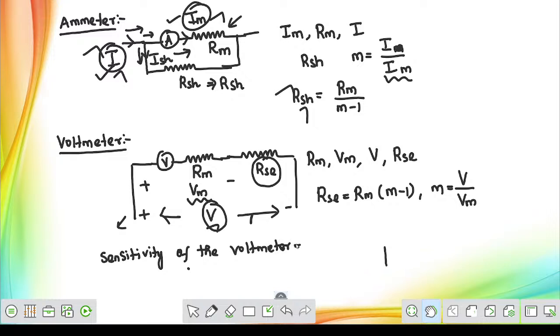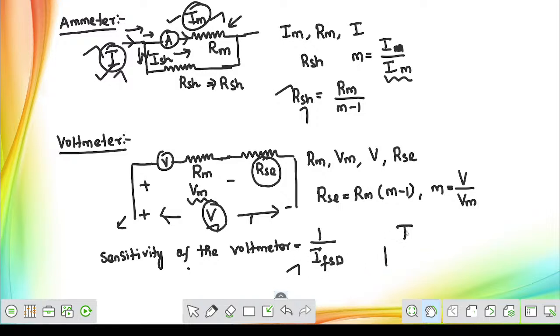So sensitivity of the voltmeter is equal to, whenever they are asking, what you have to do is just take the reciprocal of the full scale deflection current. The value of the full scale deflection current rating will be given for the voltmeter. Just take the reciprocal of that.